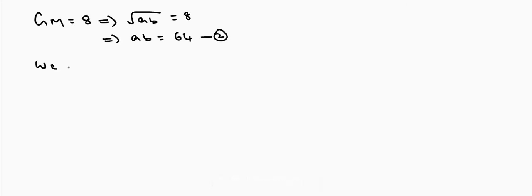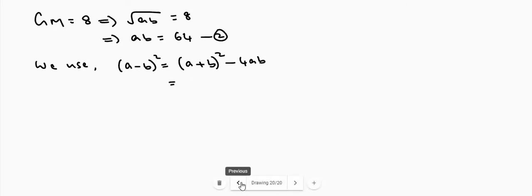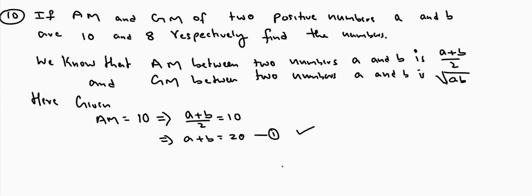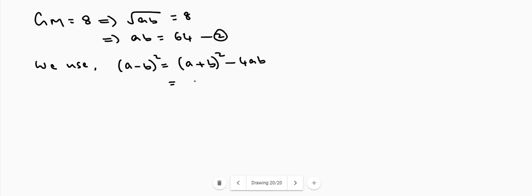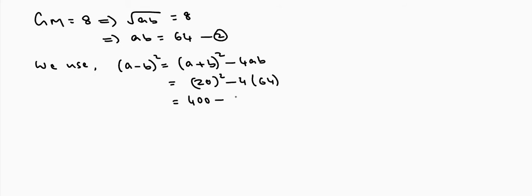We have an identity. We use a minus b whole square equal to a plus b whole square minus 4ab. We have a plus b is 20 from equation number 1. Then we can use here 20 square minus 4 times ab, which from equation number 2 is 64, which is equal to 400 minus 256, which is equal to 144. Then a minus b is equal to root of 144, that is plus or minus 12, equation number 3.